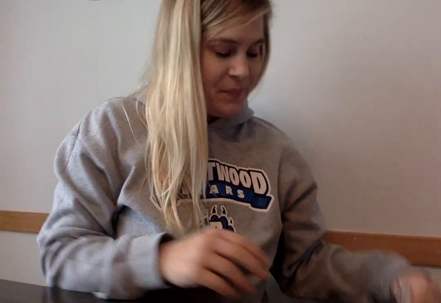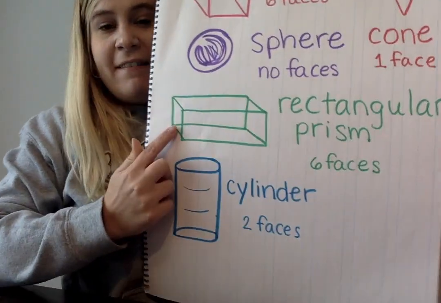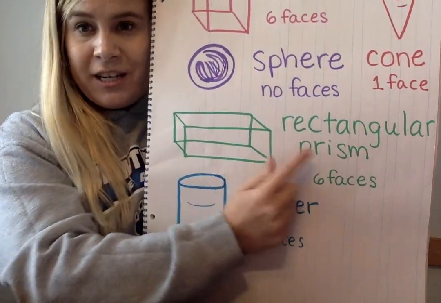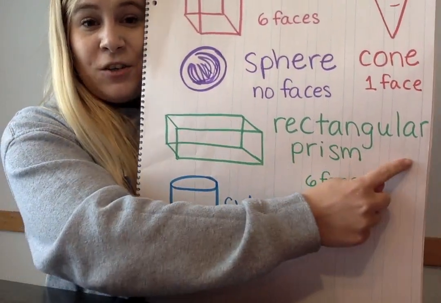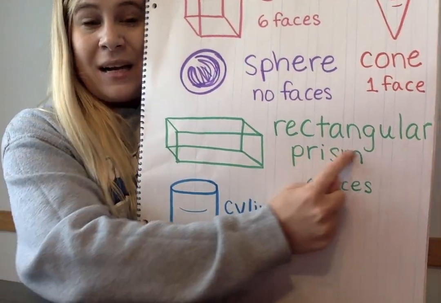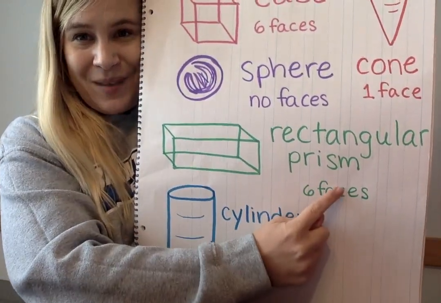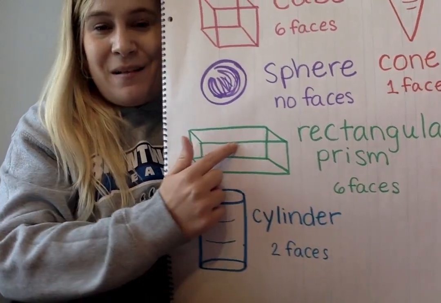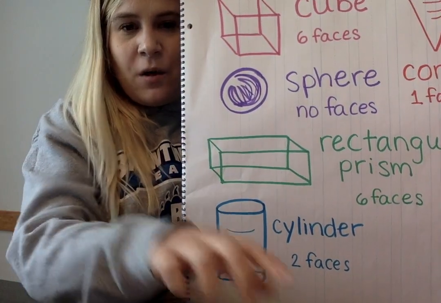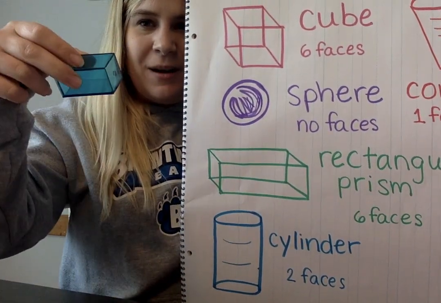Okay, we're almost done. A couple more. We also have, this is a big word. Ready? Rectangular. Can you say that? Rectangular prism. Prism. Rectangular prism. Rectangular prism. And that is kind of like how a cube is like a square. A rectangular prism is like a rectangle.